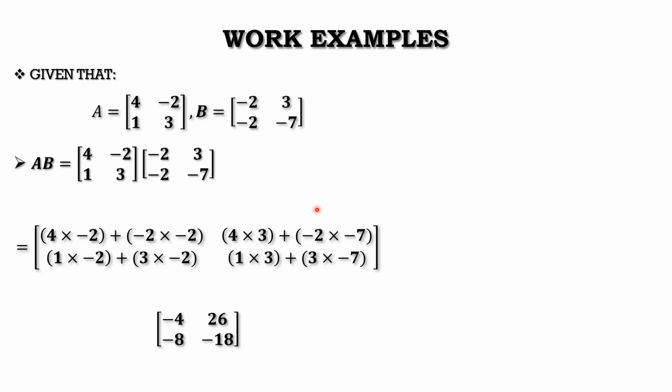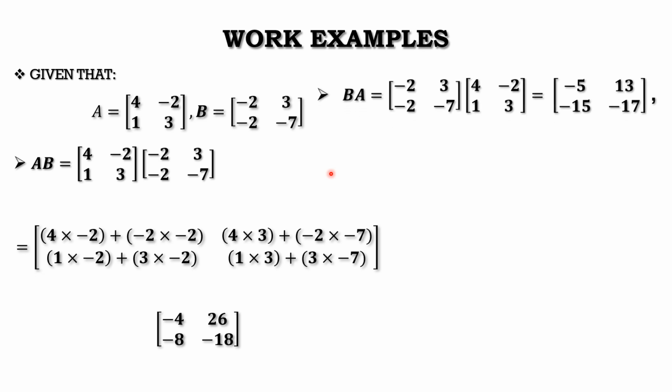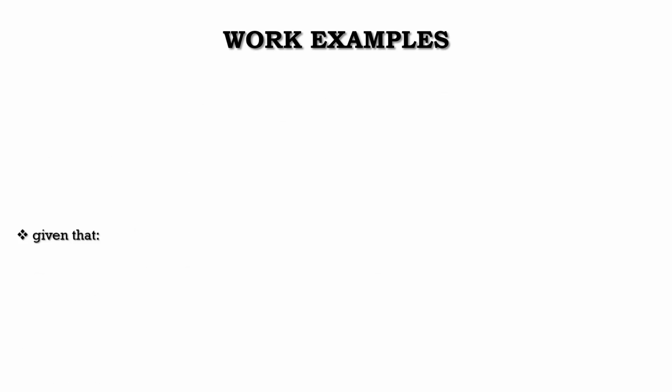Row 1, column 1. Then the next one is row 1, column 2. The next one is row 2, column 1. The next one is row 2, column 2. Good. So let's see BA. BA, using the same process, will give us minus 5, 13, minus 15, minus 17. Look at the answers for AB and BA. Hence, AB is not the same as BA. So matrix multiplication is not commutative.